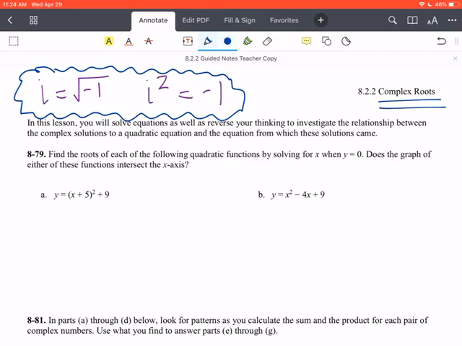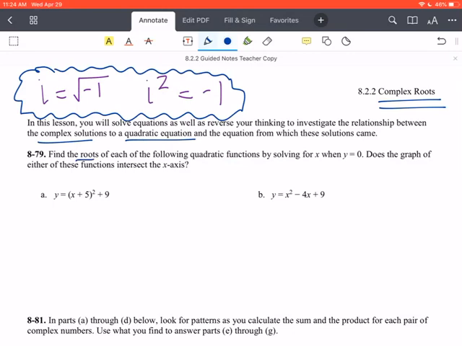As our introduction, in this lesson you will solve equations as well as reverse your thinking to investigate the relationship between complex solutions and quadratic equations and the equation from which the solution came from. The first thing that we're going to do is find the roots. Now, roots are x-intercepts. You've got to know that.